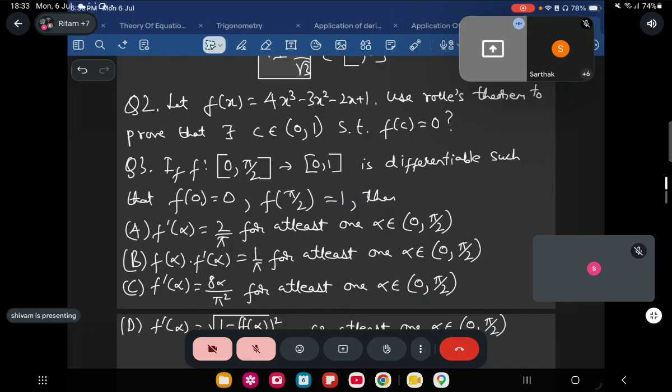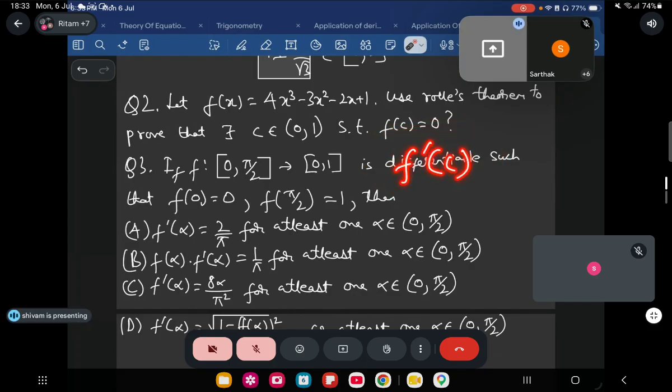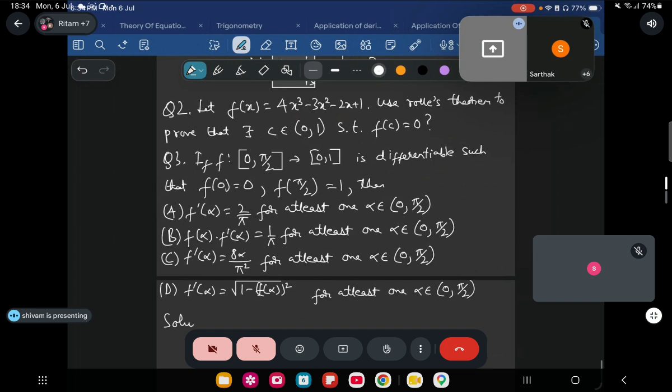Okay. So Sarthak, Ritam, and Debatri, pay attention. Over here, see, you have to come to a conclusion that f of c is equal to 0, right? In Rolle's theorem, it happens that f dash c is equal to 0. But over here, we need f of c is equal to 0. So that means we need to find out a function whose differential is this, right? Are you getting, everyone? So we have to integrate this.